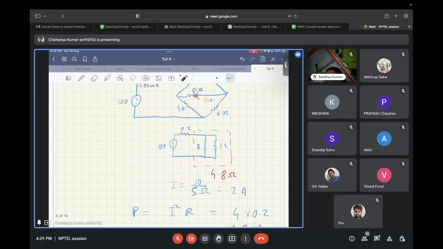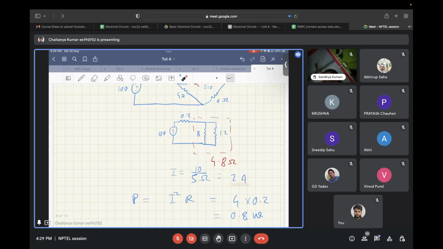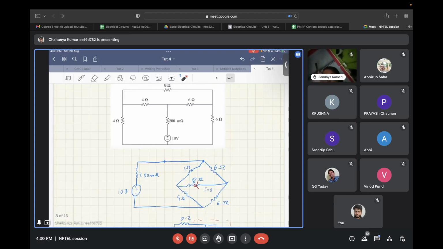So the current that will be flowing through this voltage source, and hence the 200 milliohm resistor, comes out to be 2 amperes, and the power you can find as I square R, that comes out to be 0.8 watts. So if you can find these kinds of symmetries in the circuit, which will come after a lot of practice, then you can save a lot of time and effort to solve these kinds of questions.